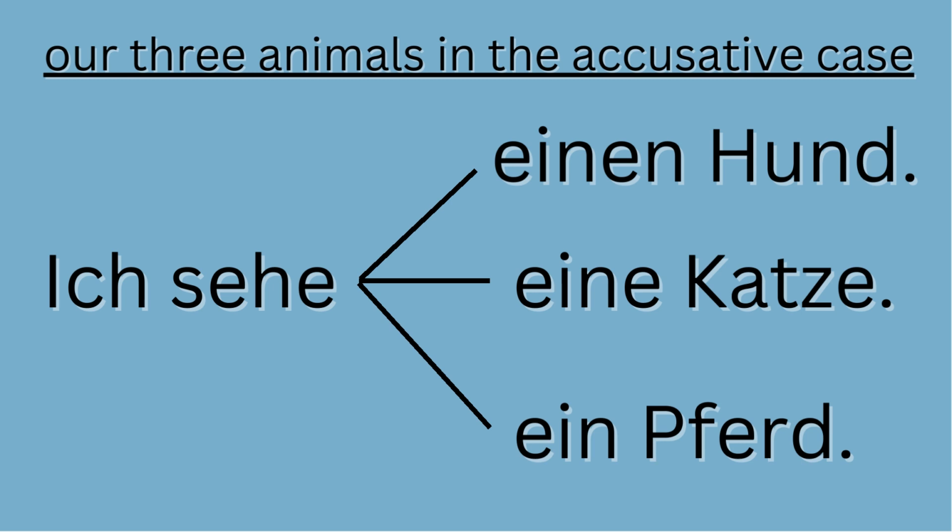So the only difference that you can see here is that the masculine indefinite article changes from ein to einen Hund. That's the only difference. So nominative and accusative are very similar. The only difference really that you usually see between those two cases is in the singular masculine.